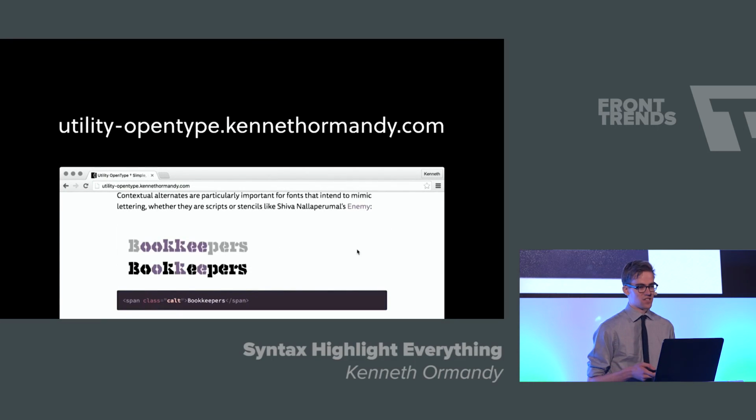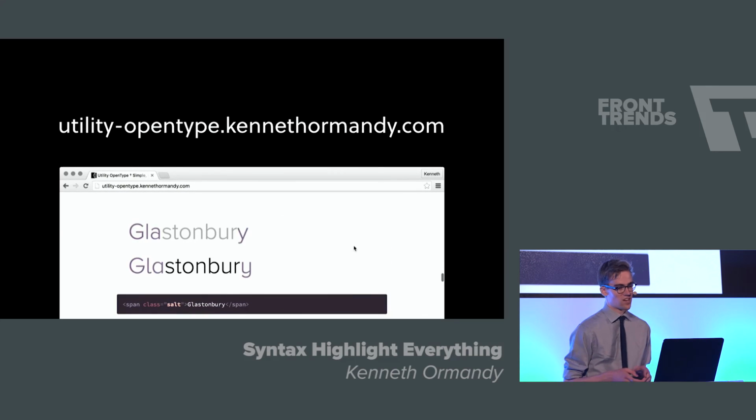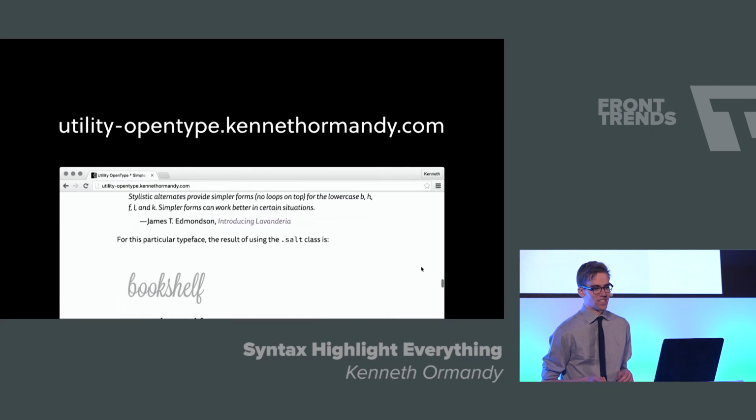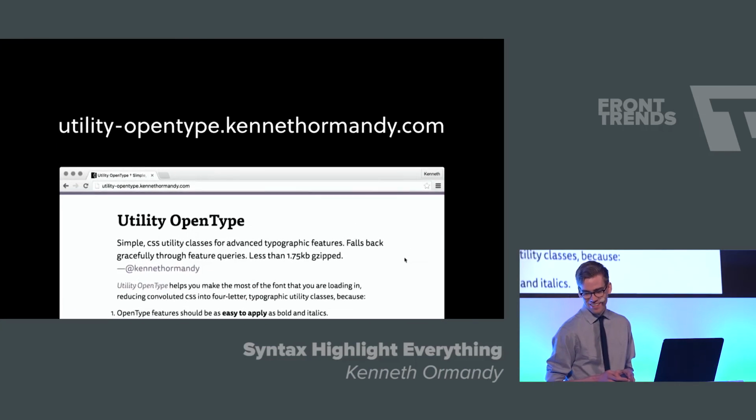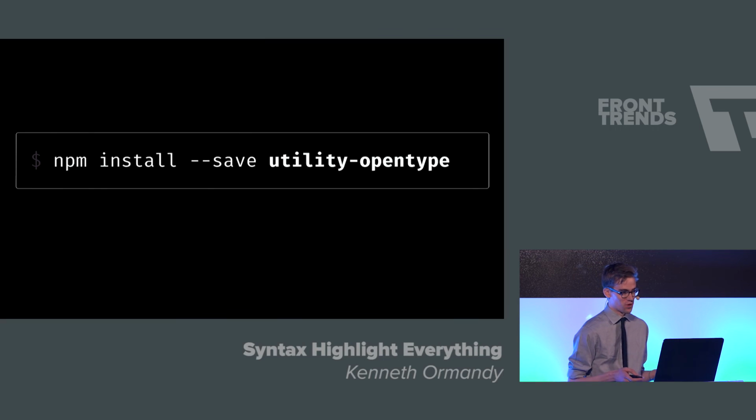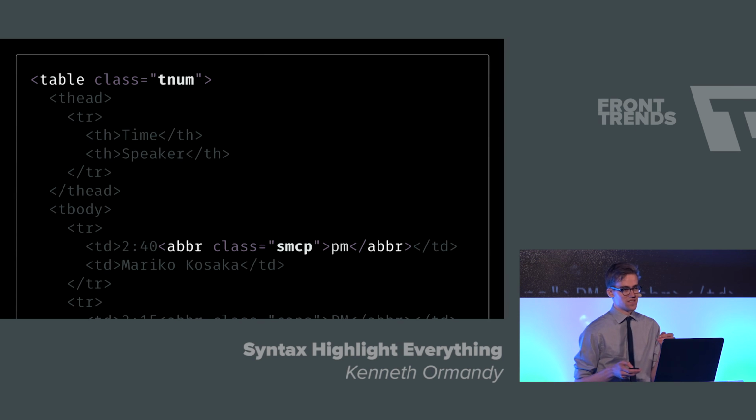You can see it at utilityopentype.kennethormandy.com. You can install it through NPM. It works within Sass and PostCSS, or you can just include the CSS file into your build process. And then what you'll be able to do is use those 4-letter shorthand versions as class names in your markup. So here we've got a table with the tnum class, and then later we have an abbreviation with the small caps class. This is all documented with lots of examples on the site.